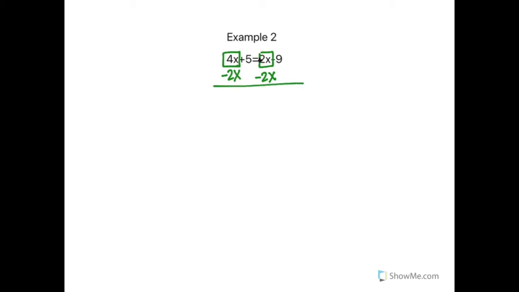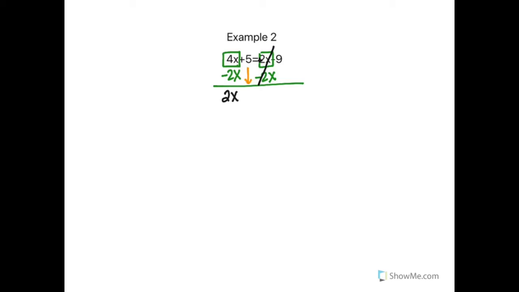Okay? So now that I've moved this 2x to the opposite side, now that I've subtracted this 2x on both sides, let's see what we get left over. So 4 minus 2 gives me 2, so I'm left with 2x here. This positive 2x minus 2x cancel each other out. And again, whatever I didn't touch, I'm going to bring back down into my next step.